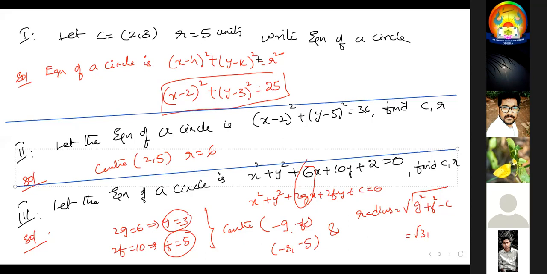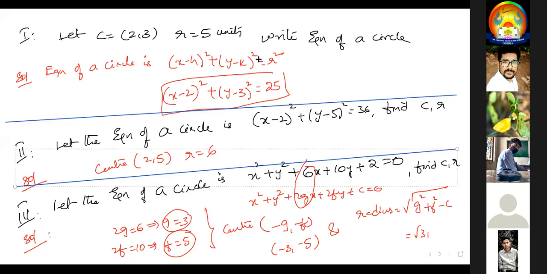Root 31, they said. So once calculate this value. Sir, root 32. 4 root 2. Yes, sir. Okay, so the value came as root 32, which is 4 root 2.